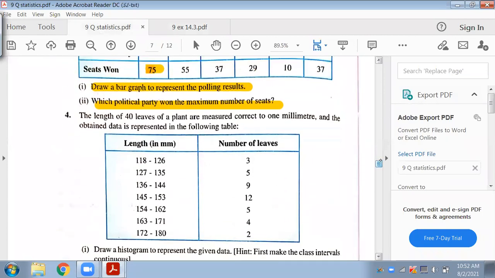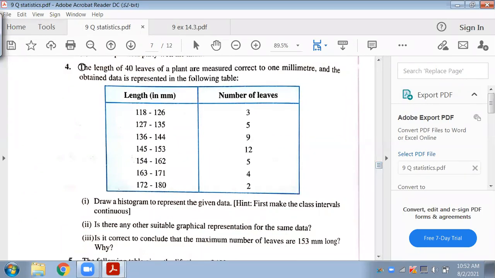Okay, question number 4. The lengths of 40 leaves of plants are measured correctly to the millimeter, and the obtained data is represented in the following table. So in the table, we have the data of the length of the leaves of 40 plants, and lengths are measured in millimeter. In the first column we can see the length is given, and in the second column the number of leaves.